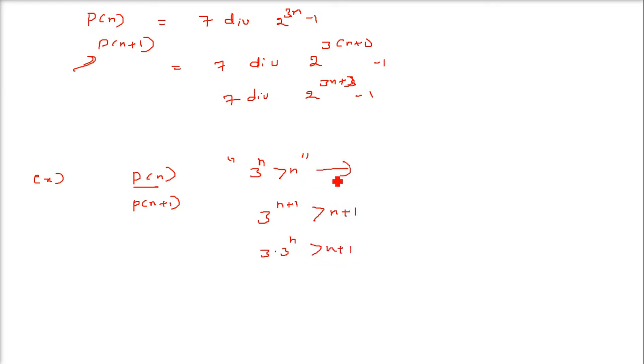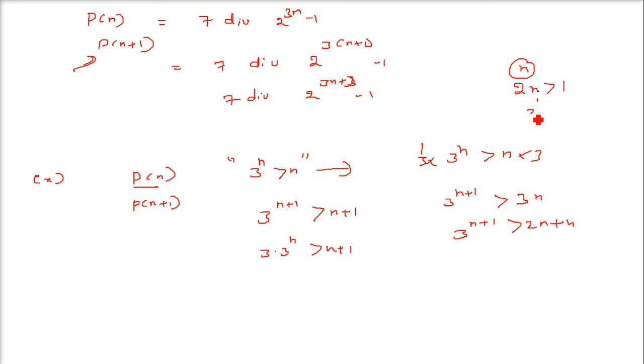So now start with this one. 3 to the power n is greater than n. Now multiply both sides by 3. What do we get? 3 to the power 1 and 3 to the power n, so the power adds up. 3 to the power n plus 1 is greater than 3n. And this 3n can be written as 2n plus n.